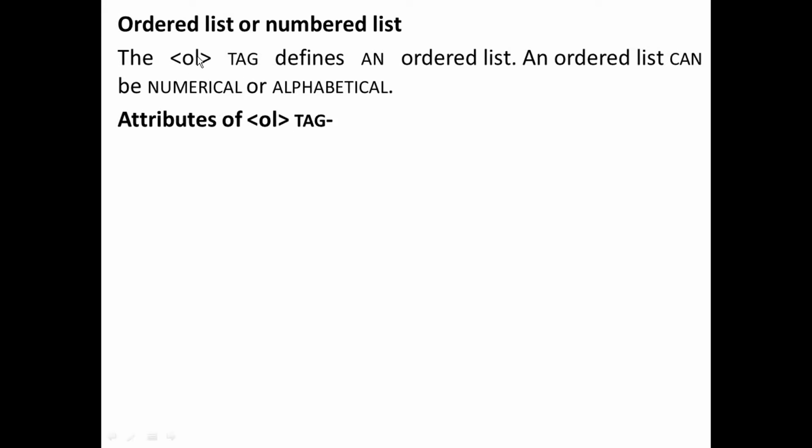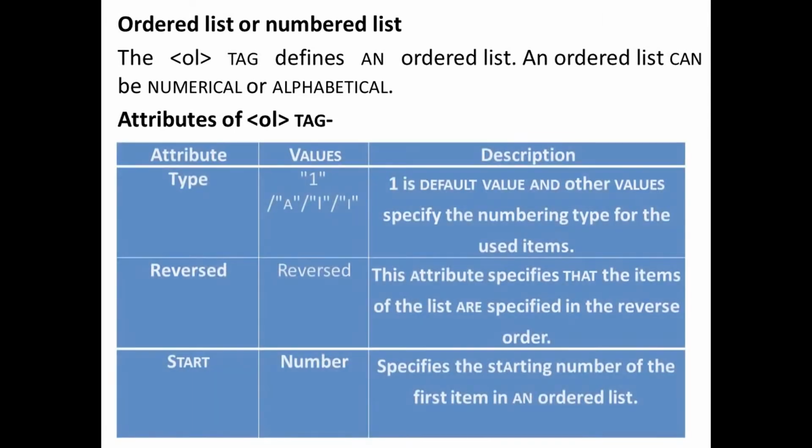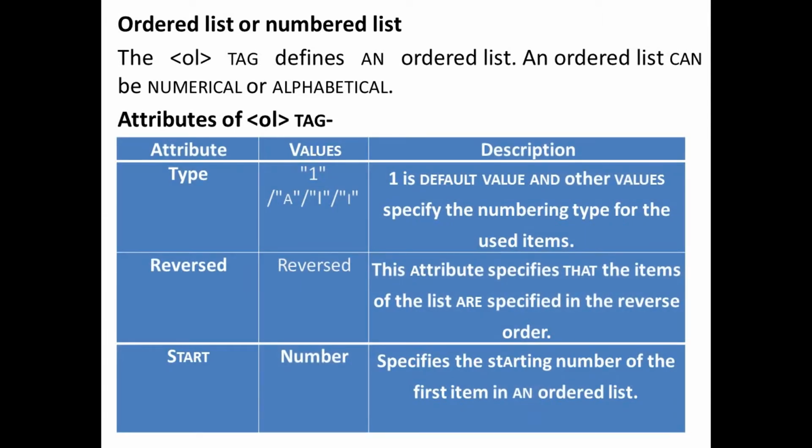So for an ordered list, you have to use the OL tag. It defines an ordered list. An ordered list can be numerical or it may be alphabetical. So let's see what the attributes of the OL tag are. OL means ordered list, remember. There are 3 columns here: one is the attribute, second is the values, and third is the description.